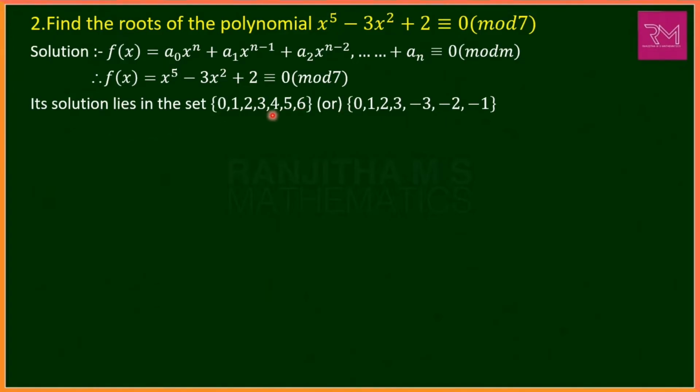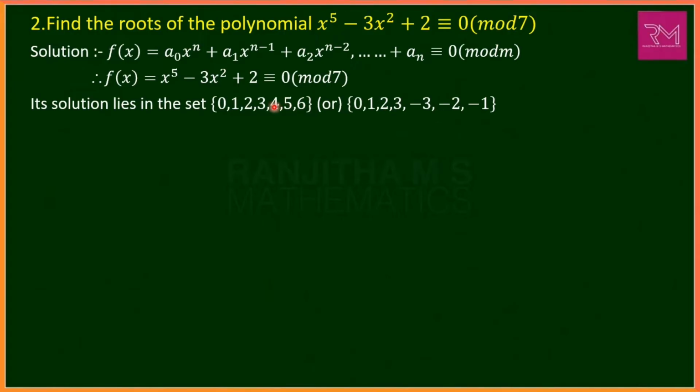Or we can take this value as 0, 1, 2, 3. Here we can take in the place of 4 as minus 3. This is because here in the place of 4, 5, 6 we can write it as minus 3, minus 2, minus 1. This is because if we substitute x value as 4 for this, 4 power 5, we get a bigger value, so it is difficult to calculate the values. So to reduce the difficulty, we can substitute in the place of 4 as minus 3.